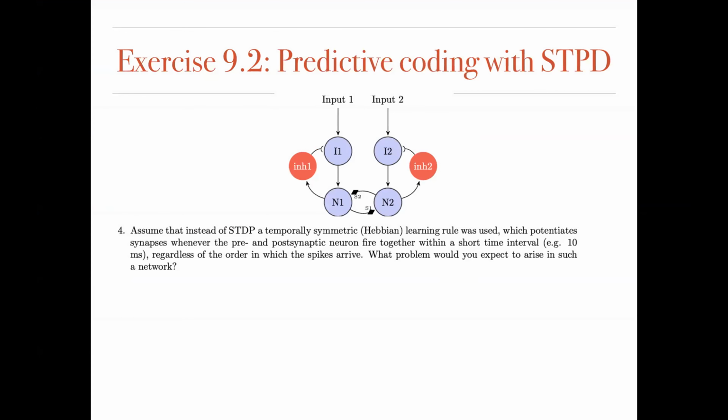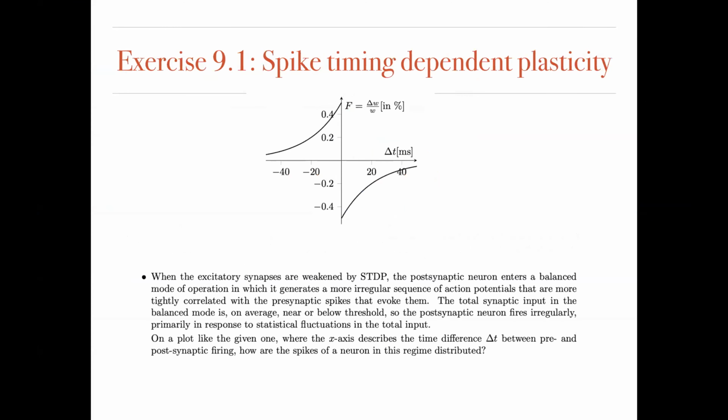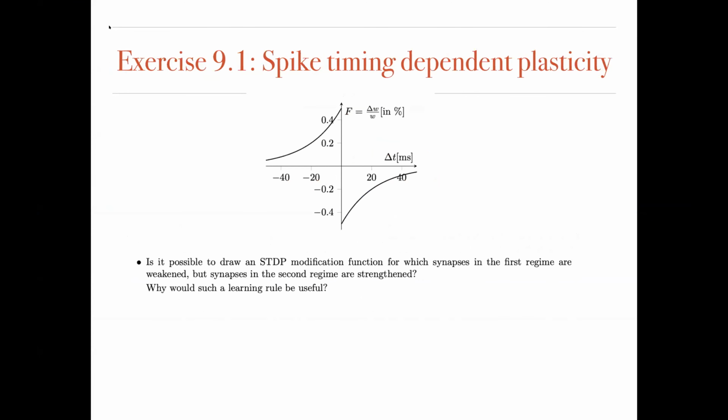So assume that instead of STDP, a temporally symmetric Hebbian learning rule was used. A temporally symmetric Hebbian learning rule just means that instead of this plot here, you flip the x-axis above. And so you have two symmetric curves that both potentiate. At this point, you will potentiate regardless of pre coming before post or post coming before pre.